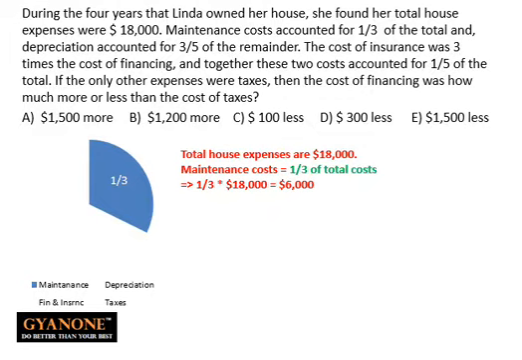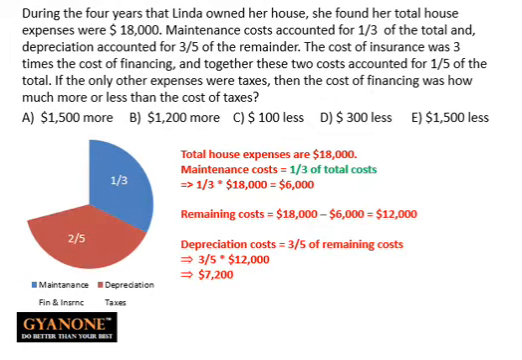We then move on to the depreciation costs. The depreciation costs are three-fifths of the remainder costs, that is, three-fifths of $12,000, which we get by subtracting $6,000 from the total costs. The depreciation costs thus are calculated to be $7,200.